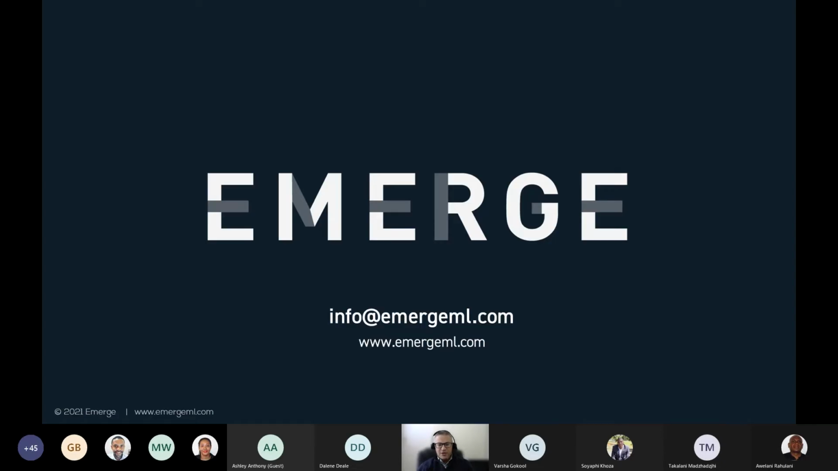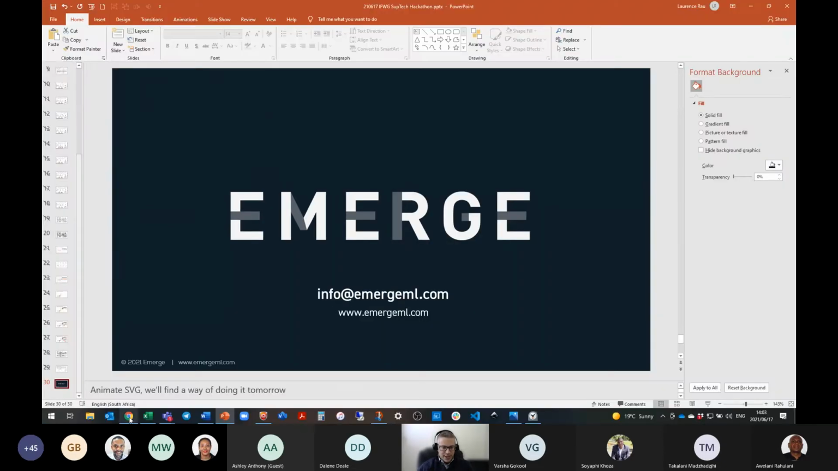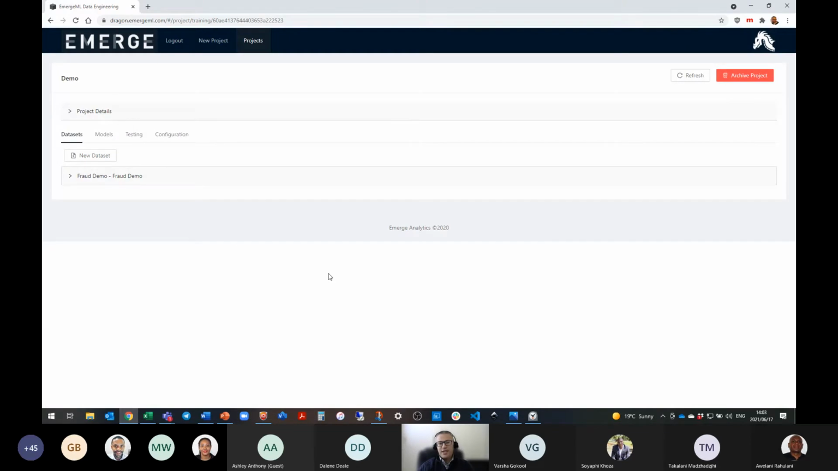That's what I'm going to share in terms of our introduction. I'm going to jump into our demo now just to show you some of the details. So this is our Dragon platform. In the Dragon platform, we're able to upload new data, and then we'll build the actual AI model, and then we'll do the various testing.